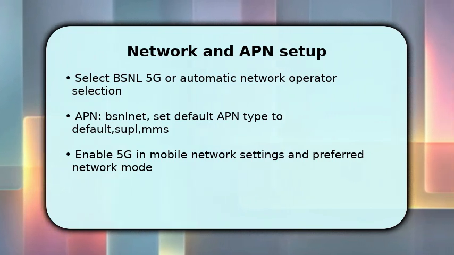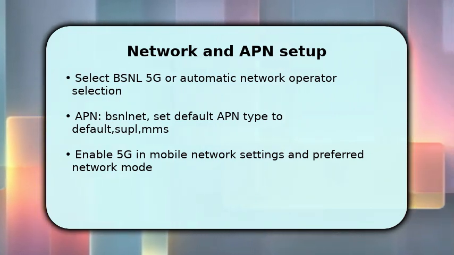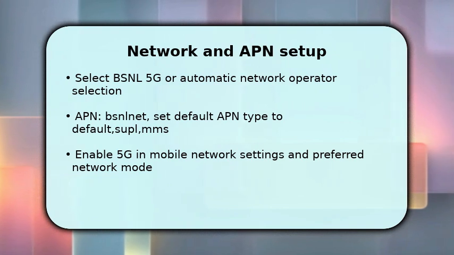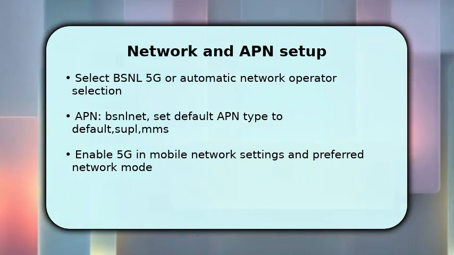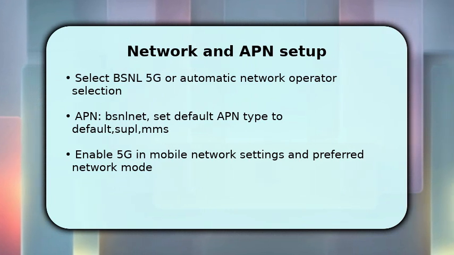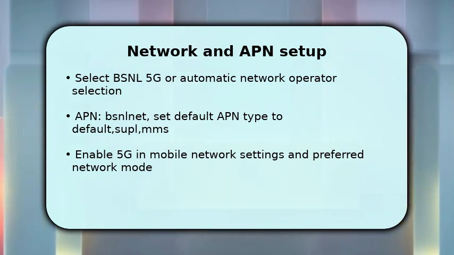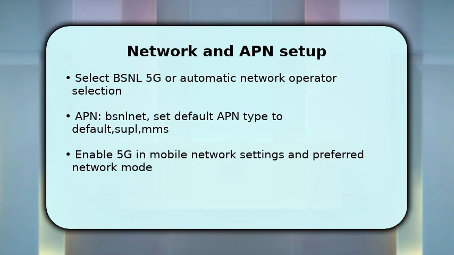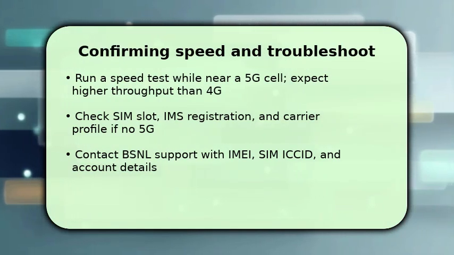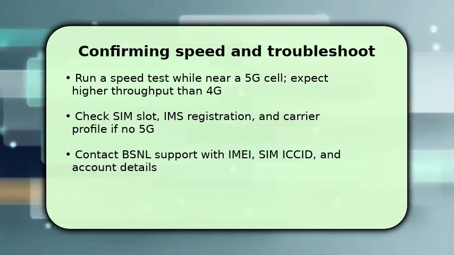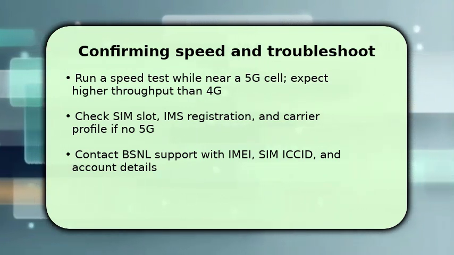This routes data correctly. Next, enable 5G or 5G/4G preferred mode in the network mode menu so your phone can attach to NR cells. After changes, toggle airplane mode off and on to re-register with the core. To finalize, run a speed test in a known BSNL 5G coverage area and compare results to 4G. You should see significantly higher throughput.